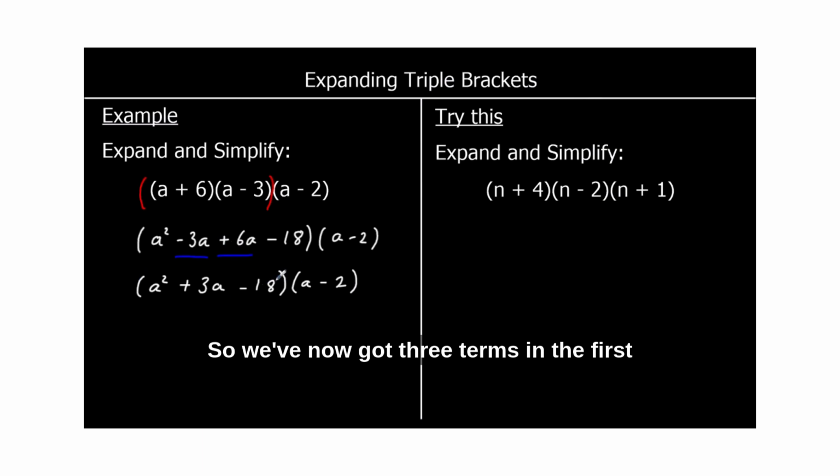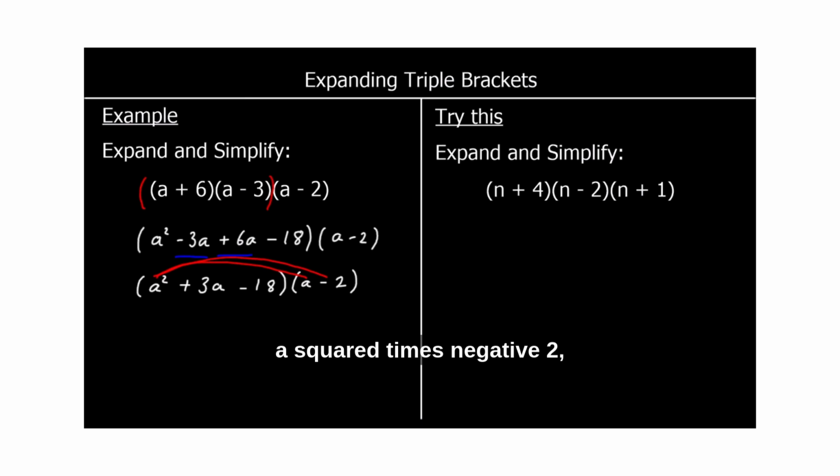So we've now got 3 terms in the first bracket and 2 in the second bracket. So we're going to multiply all of the terms in the first bracket by both of the terms in the second bracket. So it's going to be a squared times a, a squared times negative 2, 3a times a, and 3a times negative 2, and negative 18 times a, negative 18 times negative 2. So we'll start with a squared times them both.